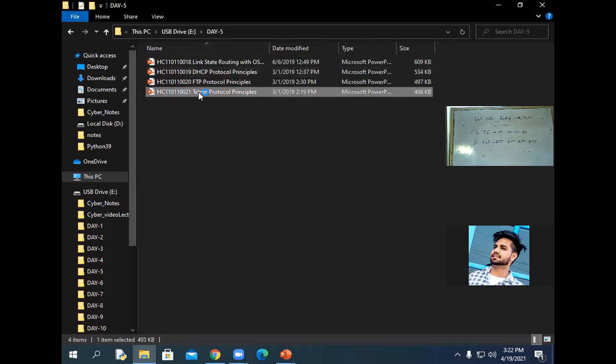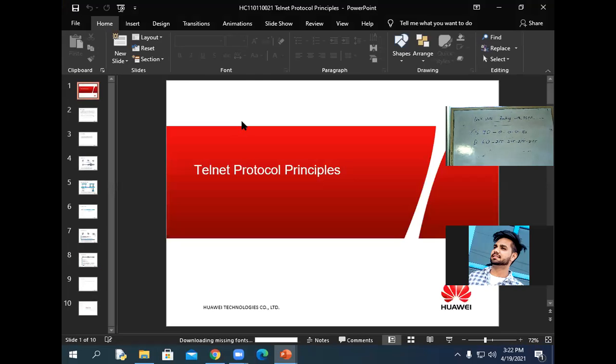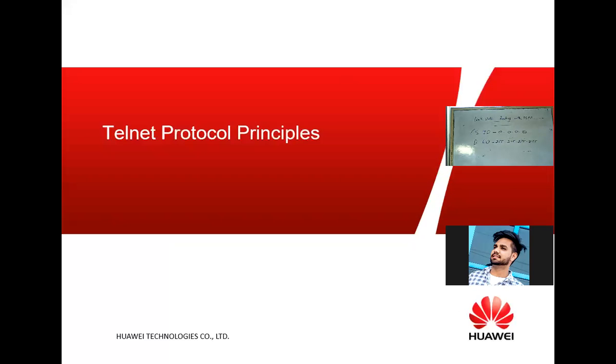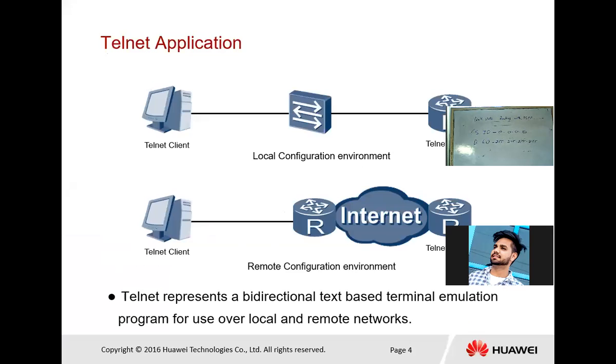Our next topic is Telnet. First, you must know which port number Telnet uses. The port number for Telnet is 23. Telnet is an application used for remotely logging in to any network device.